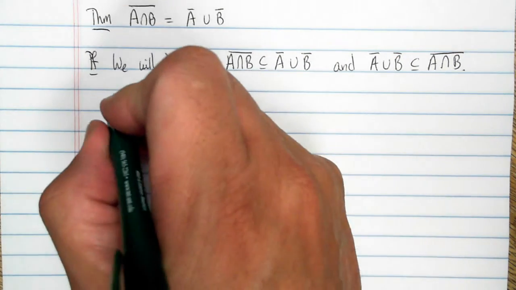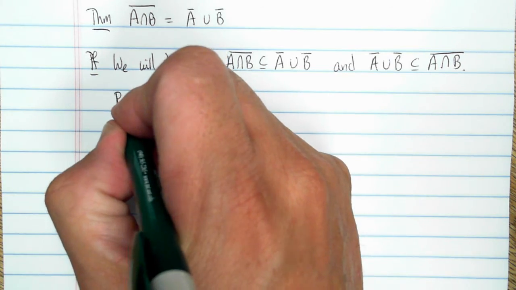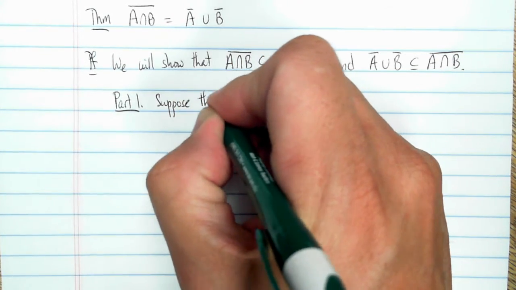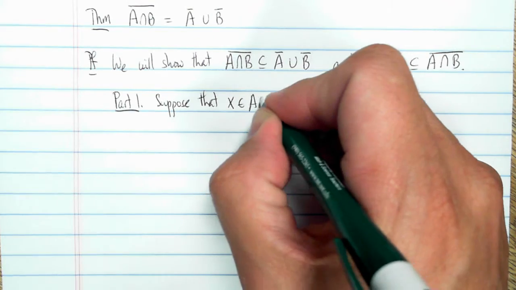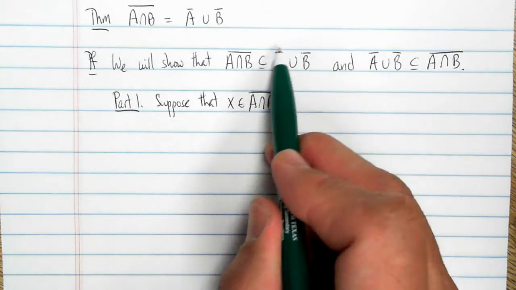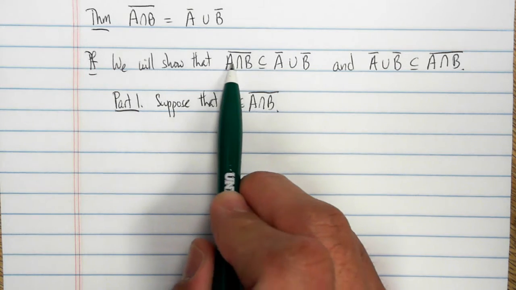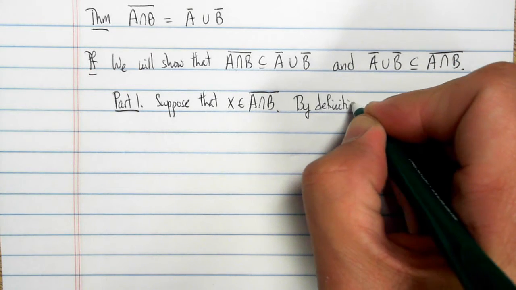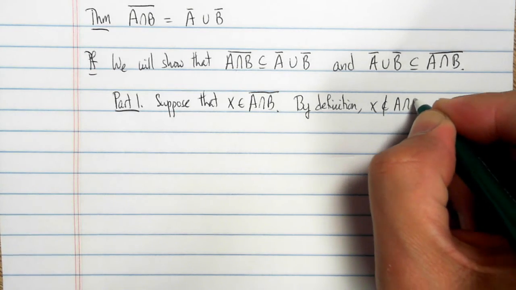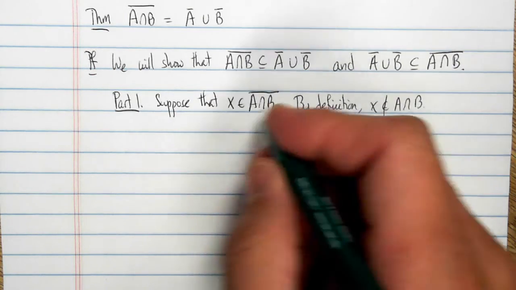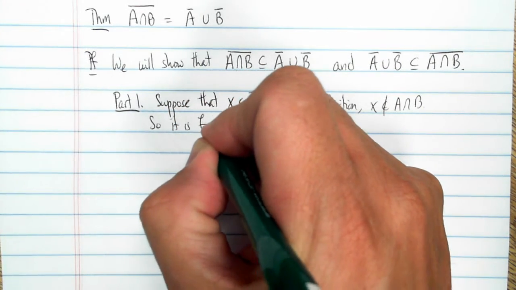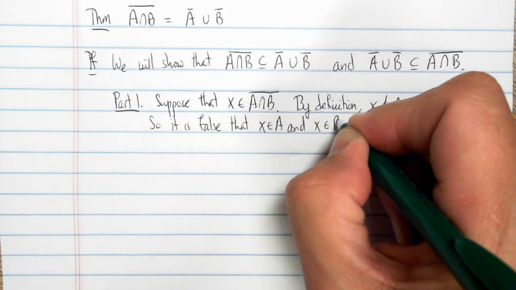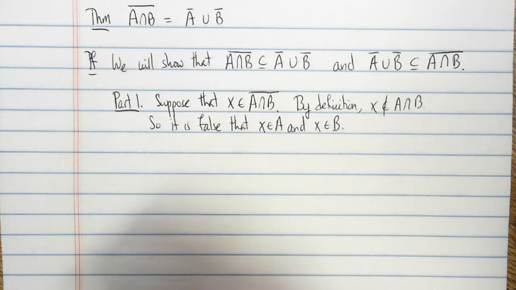So first, part one, or step one. Suppose that x is an element of the left-hand side. I want to show that x is also an element of the right-hand side, and that will establish that the left is a subset of the right. By definition, x is not an element of A intersect B. So it is false that x is in A and x is in B. That's what it means to not be in the intersection. It's false that x is in A and x is in B.